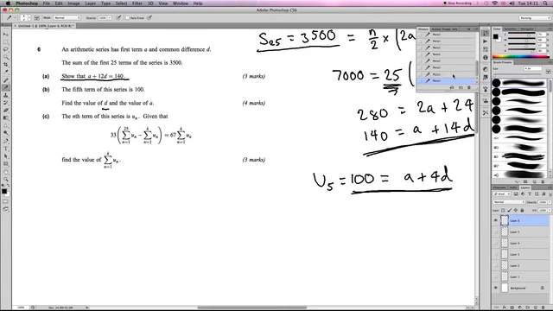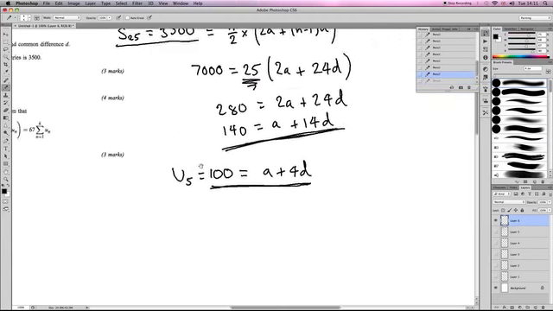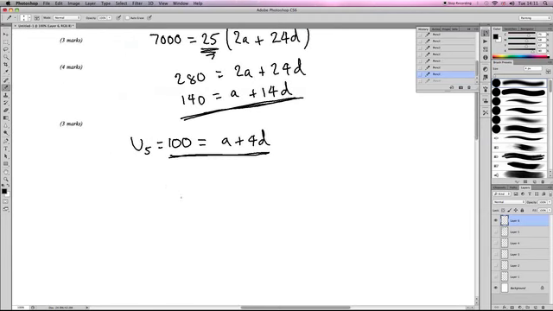We've got to find out what a and d are now. So let's do that. I've got 100. Let's call that equation 1 and call this equation 2. I'm going to do equation 1 minus equation 2, because I've got an a here and an a here, so a minus a gives me 0. So 140 minus 100 is equal to 40, and that's equal to 14 minus 4, so 10d. So our common difference is going to be 4.